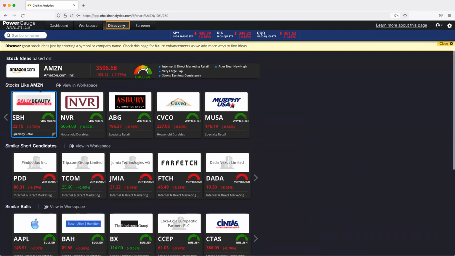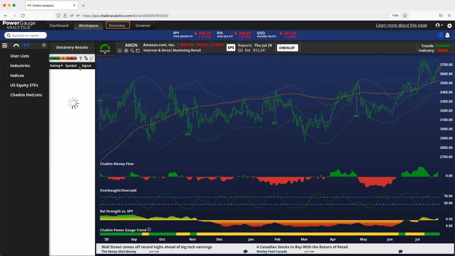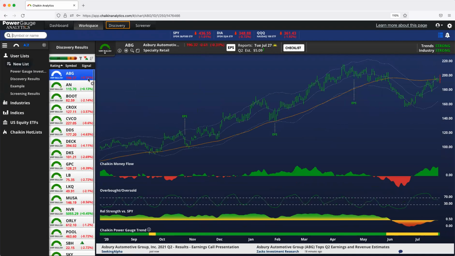And we can view all of the stocks in any one of these groups in our workspace so we can analyze the chart with the help of the checklist by clicking View in Workspace. It'll pop you right back to the workspace, bring those 20 stocks over, and now you can run through those charts, use the checklist, and determine if any of these are stocks that you would like to consider.